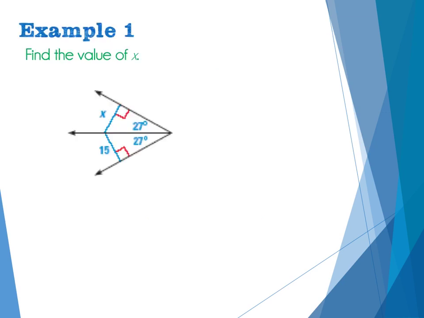All right, so example 1 says find the value of x. Here I've got my right angle marks to show true distance. I've got 27 and 27 to show that this angle is being bisected, which means x equals 15.